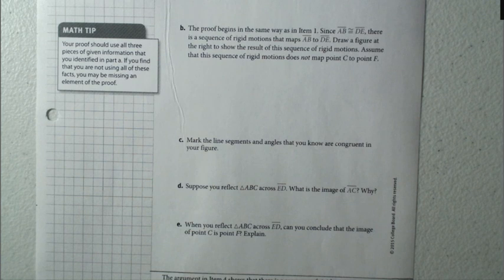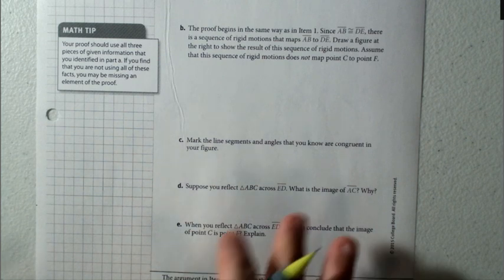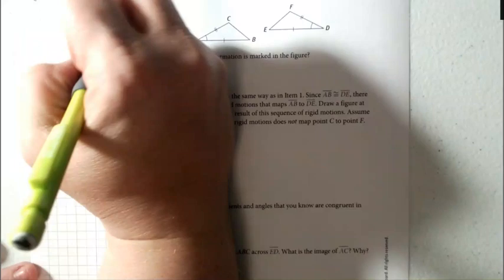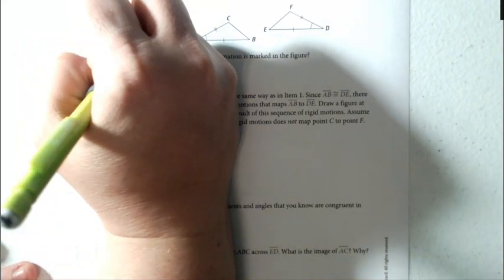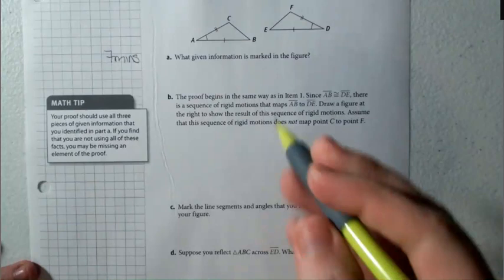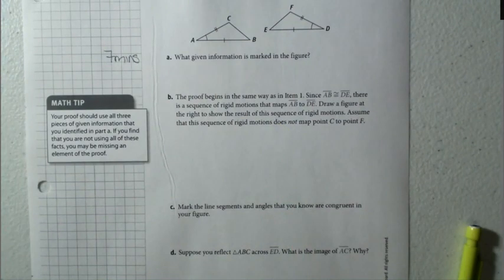point F? And explain. For this particular problem, I'm going to give you about 7 minutes to walk through all of A through E. Go ahead, pause your video now.